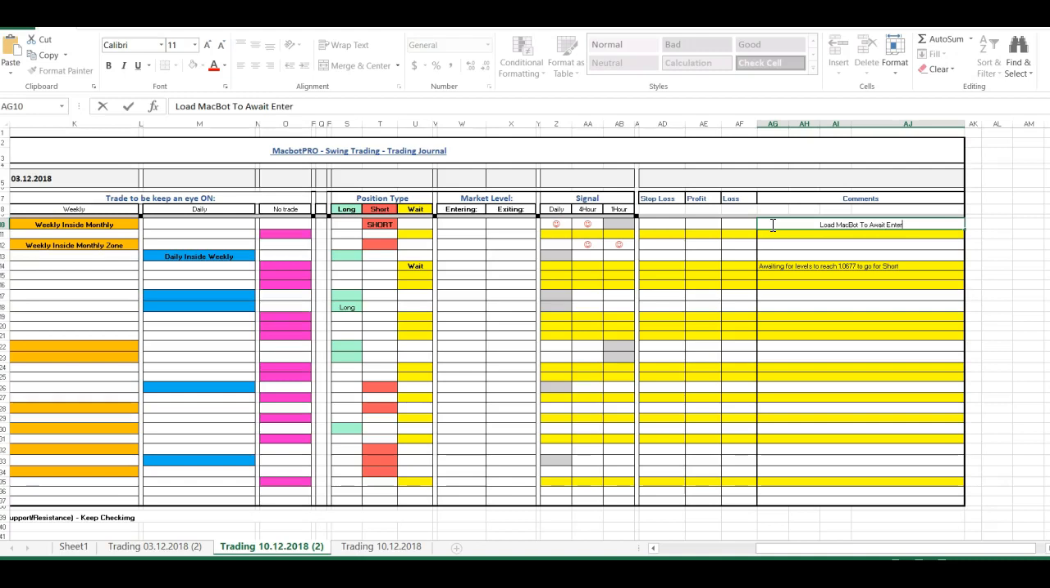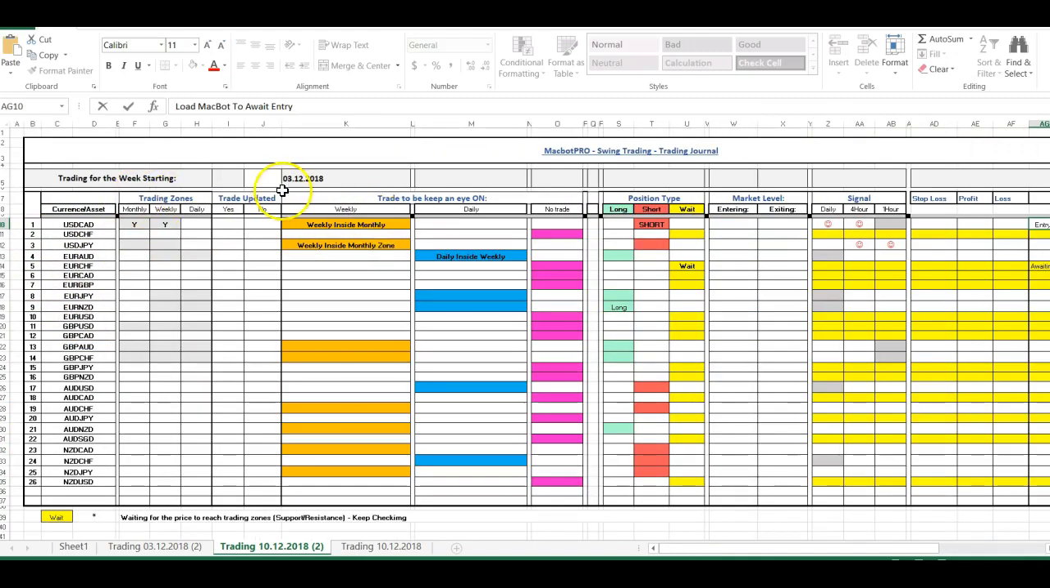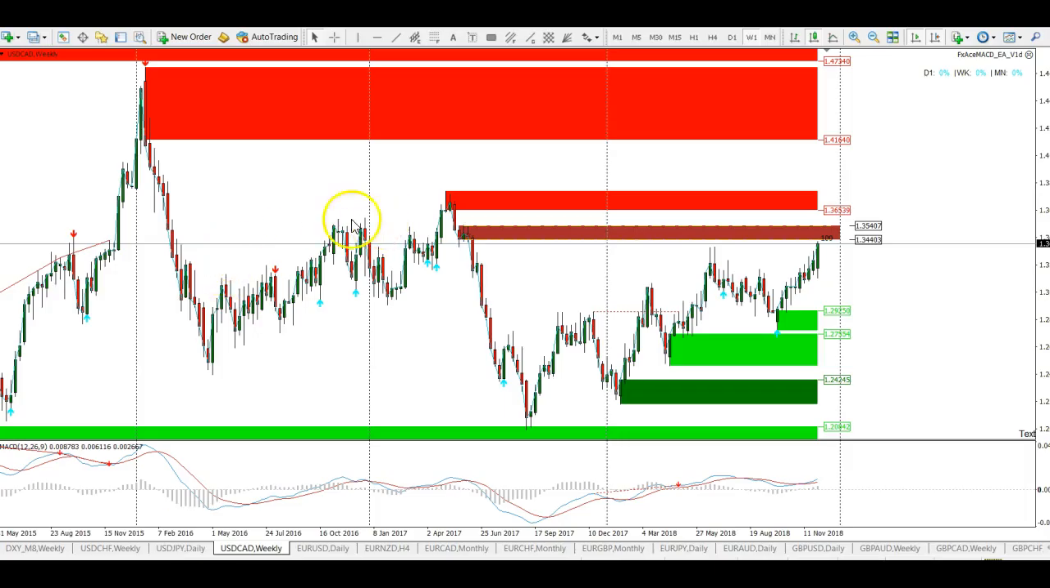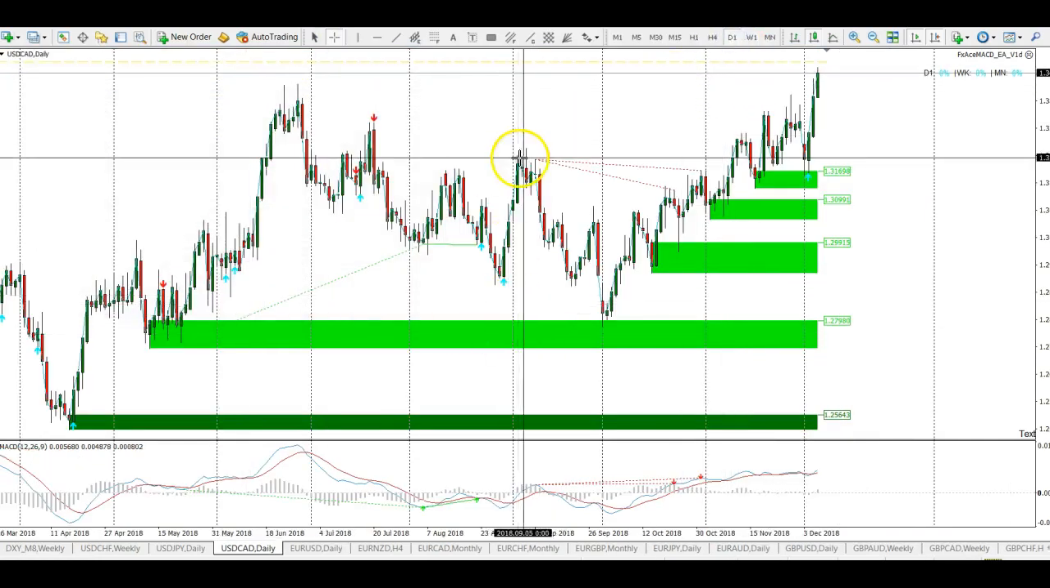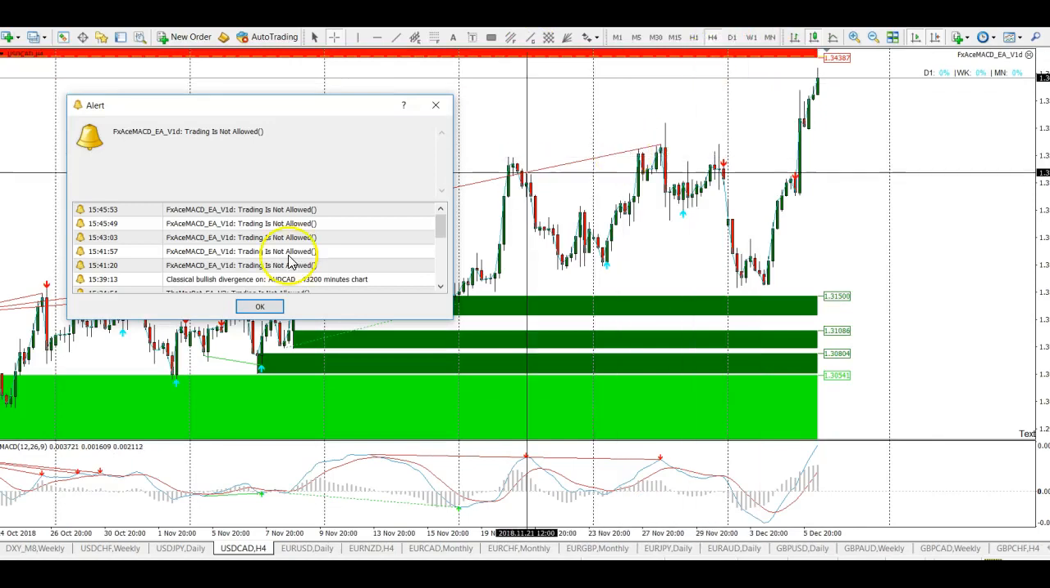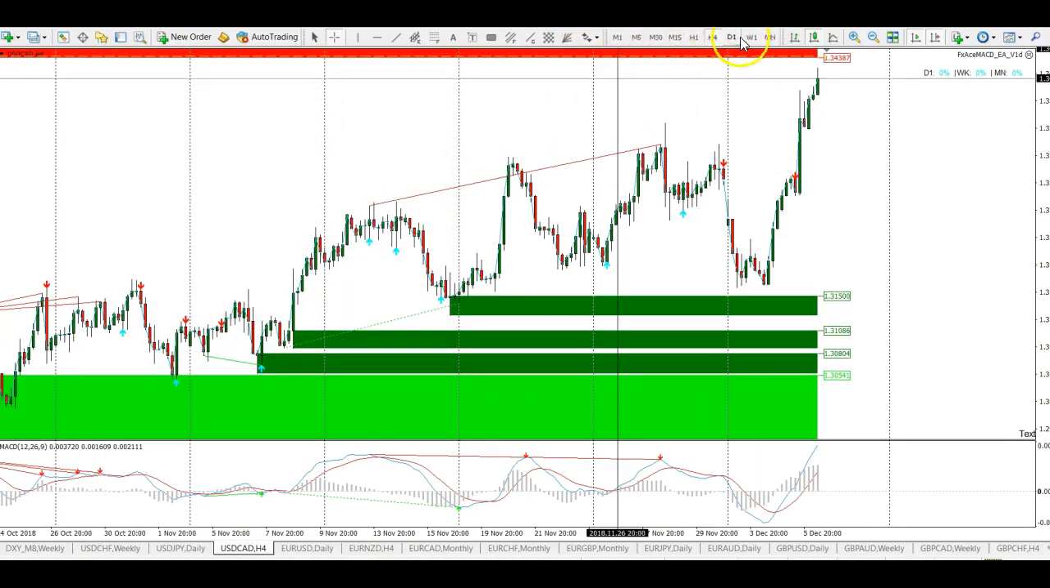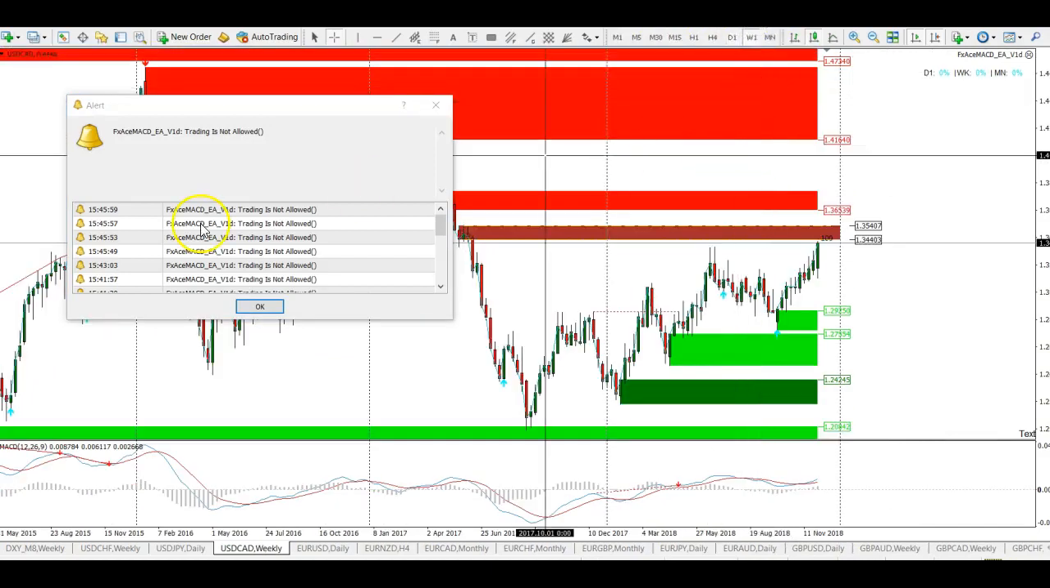Entry. And that's it. So this is the trading journal today, this week starting 3rd to the 12th. I've deleted some of these, so I'm not giving you all the trades, but I'll give you this one on the USD CAD. A free trading setup. I'm going to start looking for signals here, daily and 4 hour signals coming in at this weekly zone here.